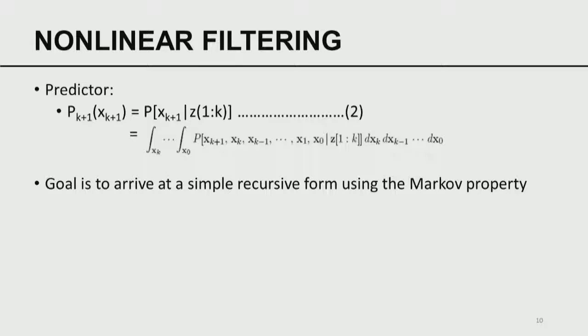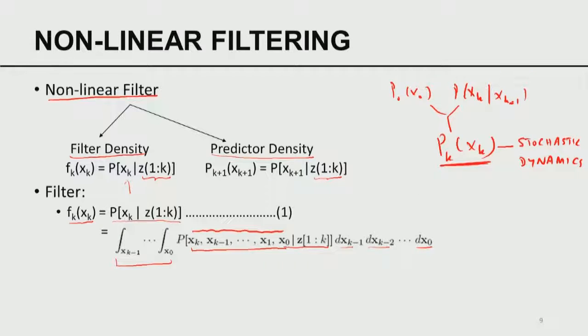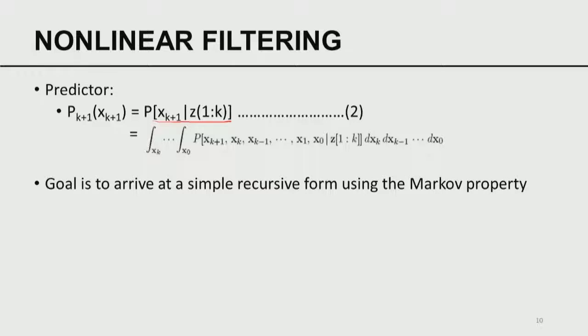The predicted density now is p k plus 1. I am giving again expressions for this filter density and predicted density. We saw the filter density in equation 1. We are now giving the predicted density in equation 2. Predicted density is likewise: you have the joint predicted density conditioned on z 1 to k integrated over x 0 to x k. So that is the expression for the predicted density.